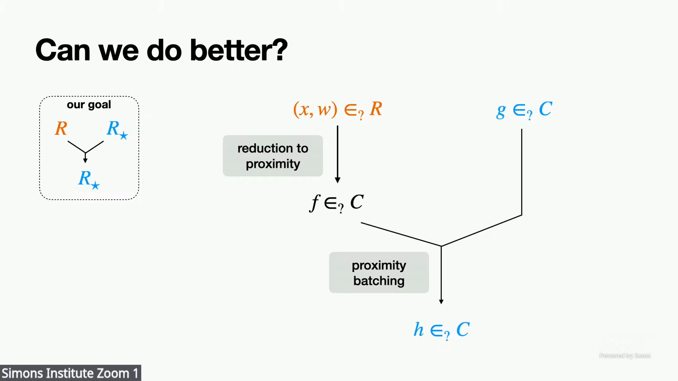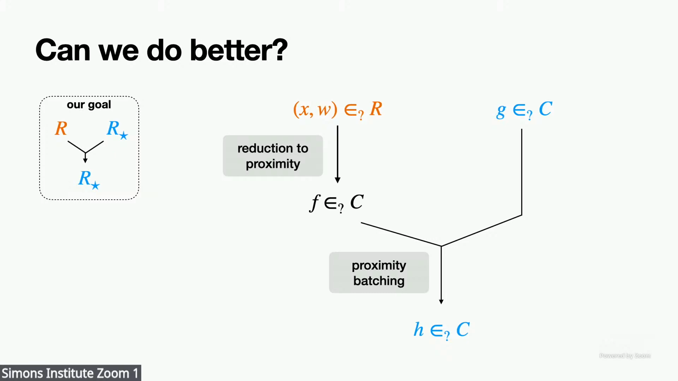And so given these two claims, whether F is in C and G is in C, I want to batch this into a single claim that H is in the code. And the hope is that this proximity batching protocol will be better than a proximity test. Why? Intuitively, because we're not actually testing proximity. We're just reducing two claims about proximity into one claim about proximity.